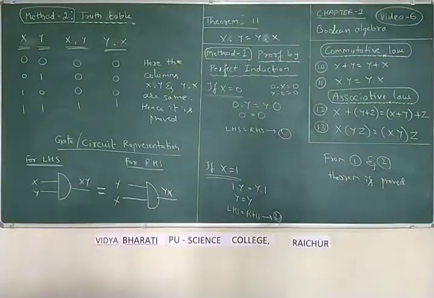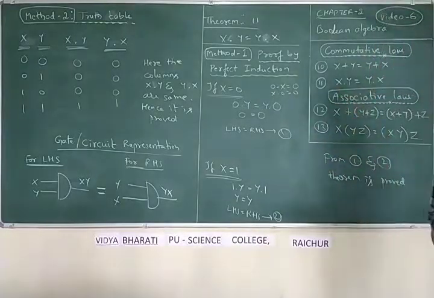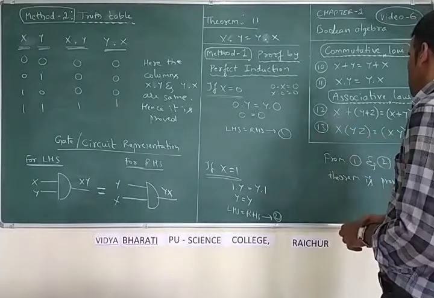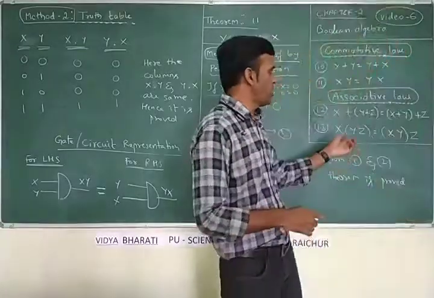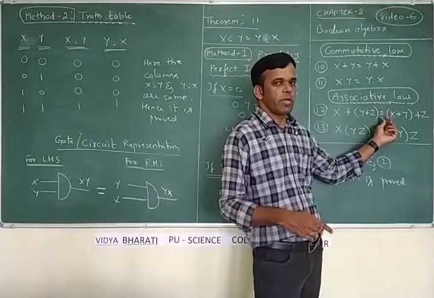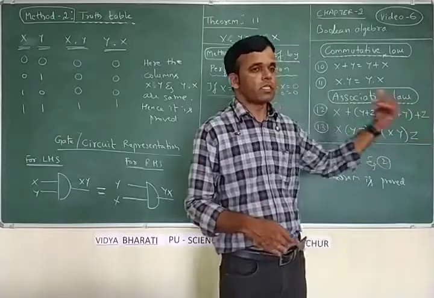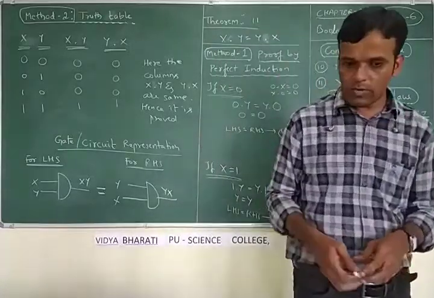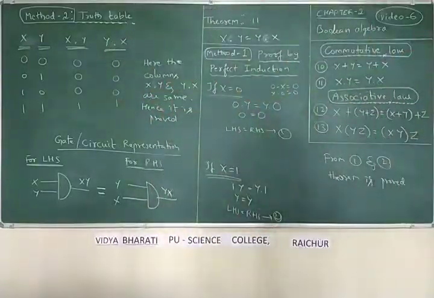So both the 10th and 11th. So next two are identified as associative laws. So first I will take up the 12th one, where we are considering the OR operations. X plus within the bracket y plus z is going to be same as within the bracket x plus y, then ORing with variable z. So again I will show you both the methods, prove by perfect induction method and using the truth table.